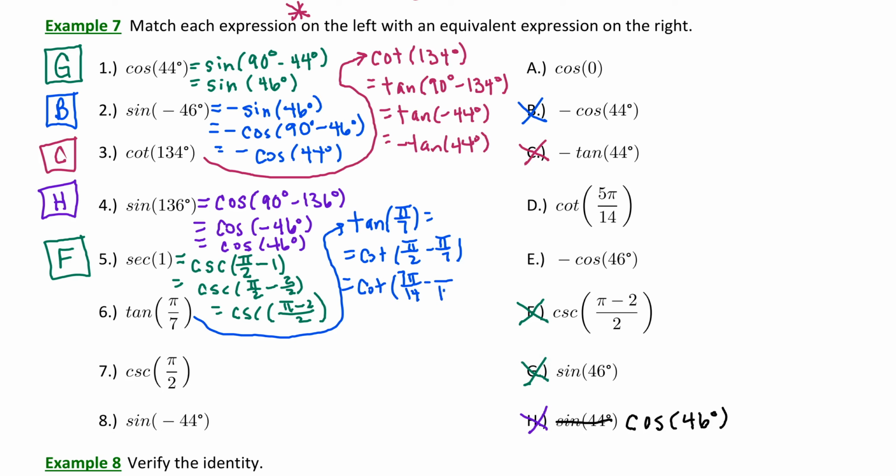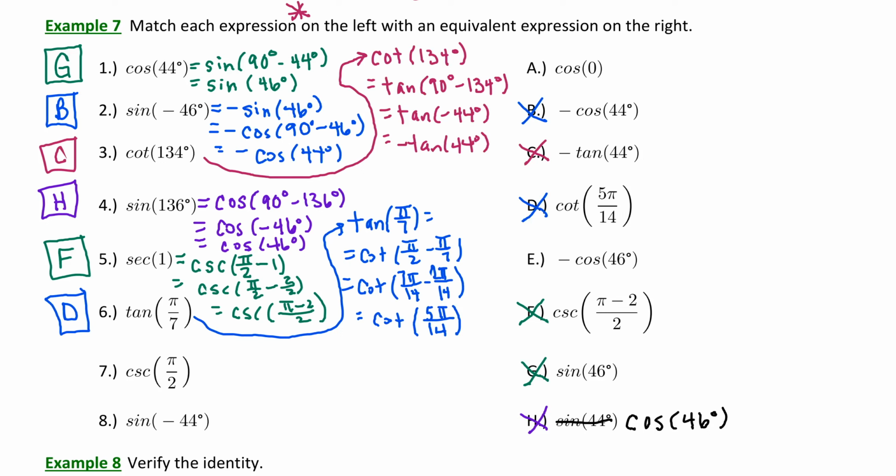To get a denominator of 14 for that second fraction, we're going to have to multiply both the top and the bottom by 2. Then, combining our fractions, 7 pi minus 2 pi is 5 pi over 14. So this one is equivalent to option D.